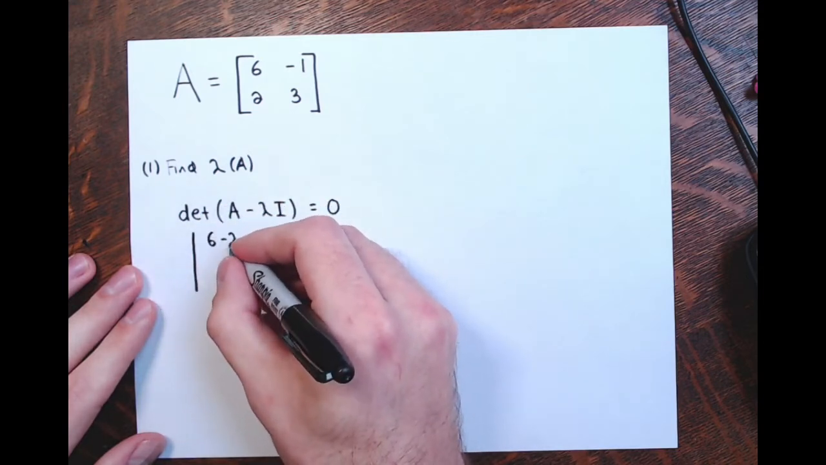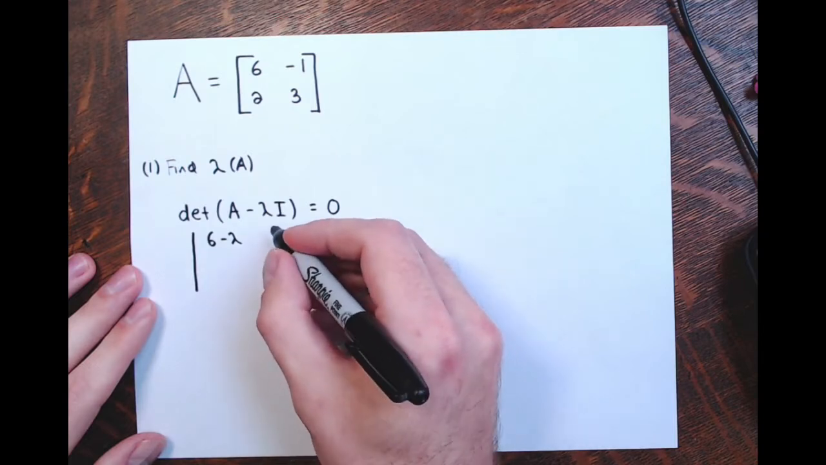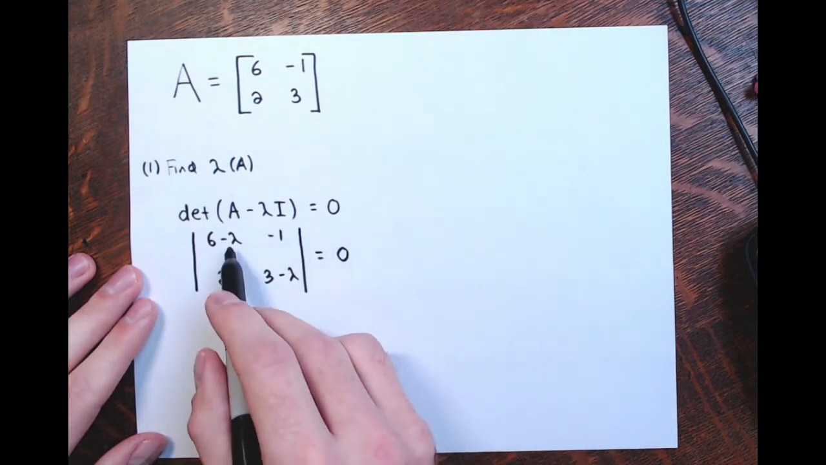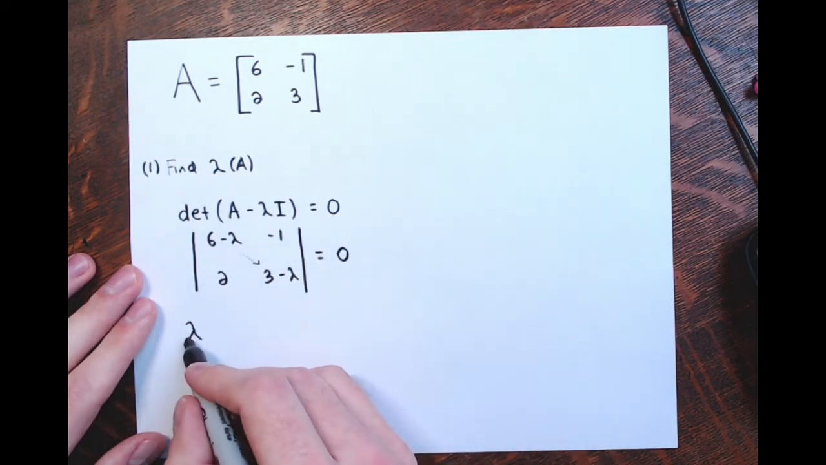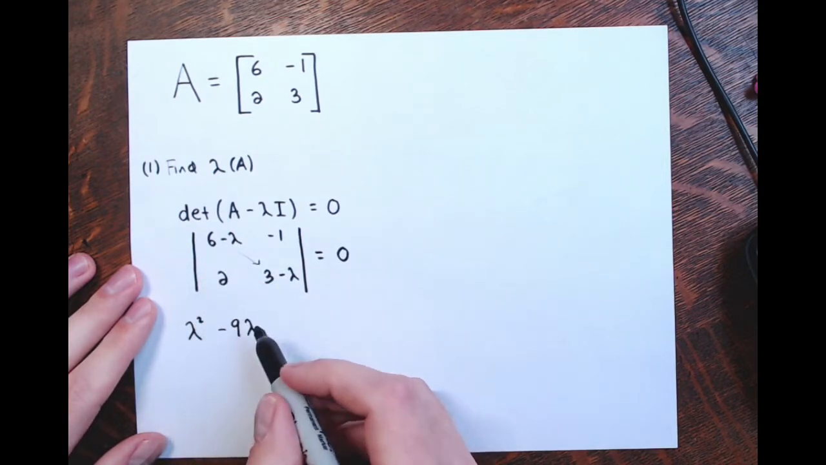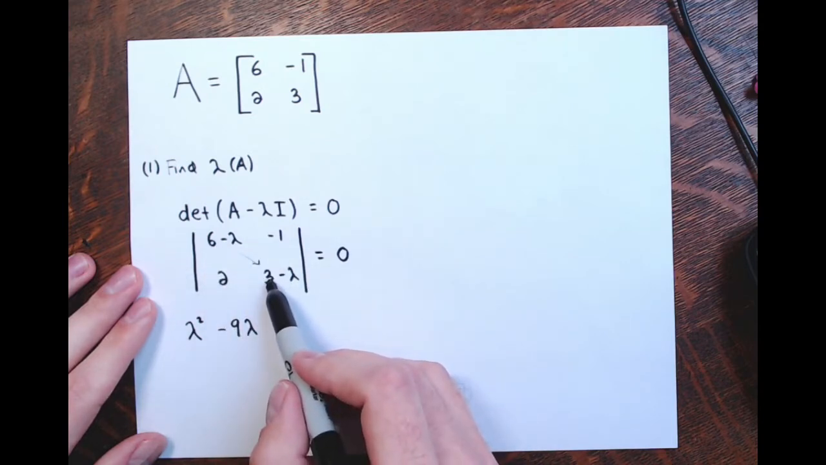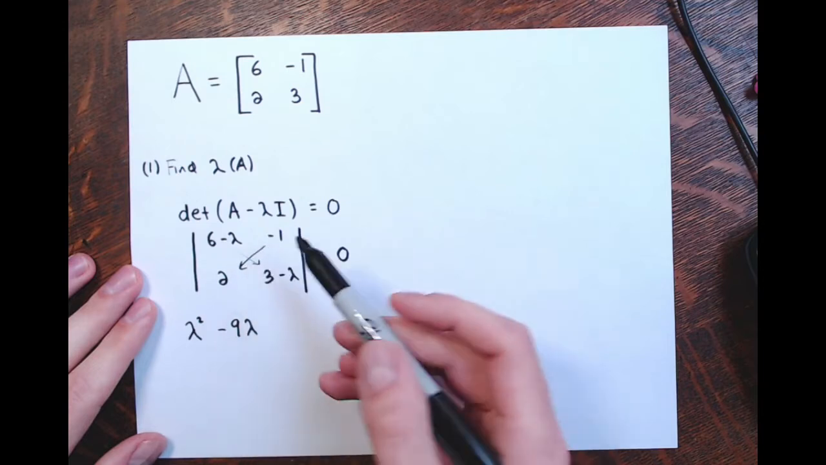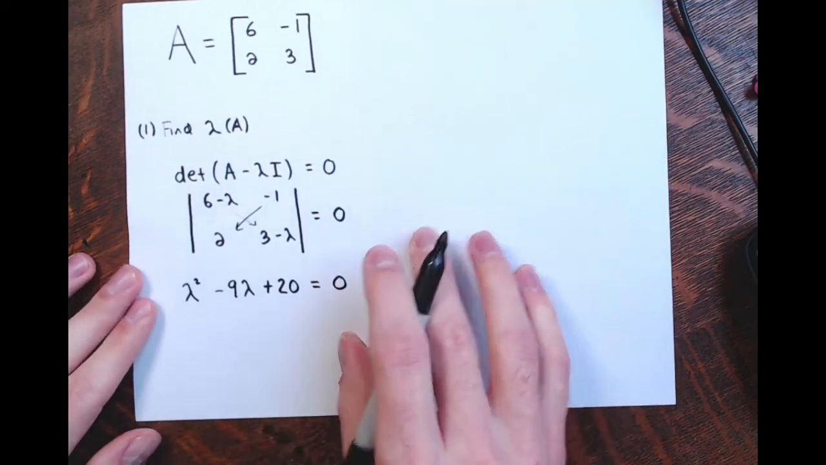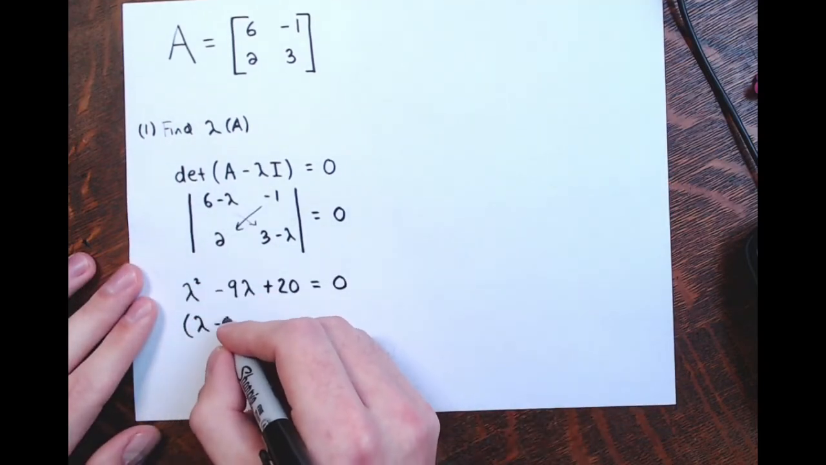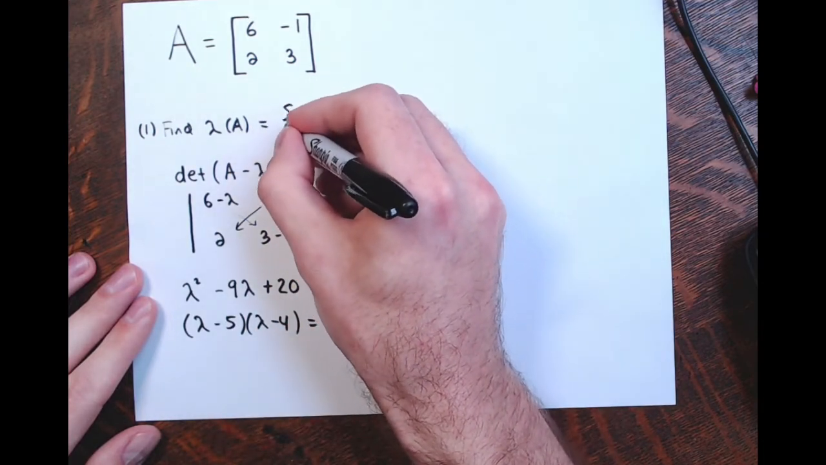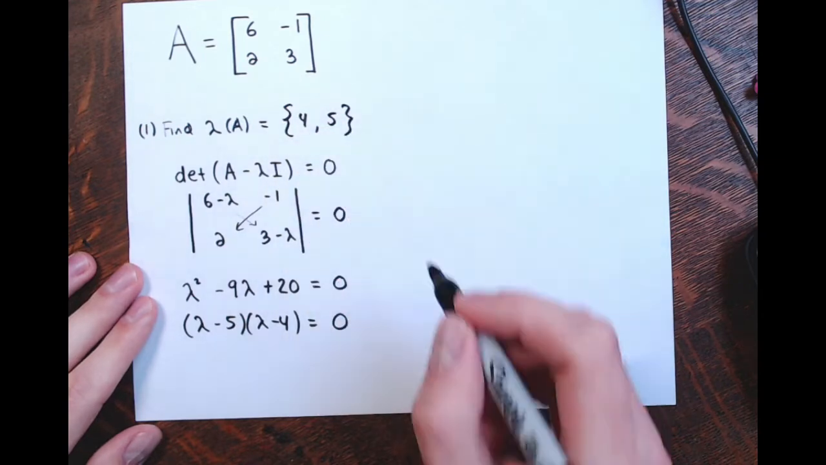You've got 6 minus lambda, 3 minus lambda down the diagonal, and then every other entry is the same. When I multiply these two, I'm getting lambda squared, minus 3 lambda, minus 6 lambda, minus 9 lambda, and then plus 18, but then you've got minus negative 2, so plus 20. And this factors nicely to lambda minus 5 times lambda minus 4. So the spectrum of A is 4 and 5. Those are the eigenvalues.